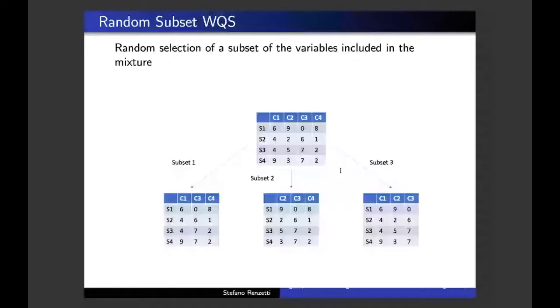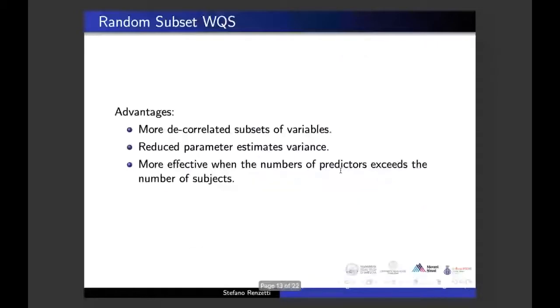So now I'm going to introduce two new extensions of WQS that are implemented in the gWQS package. The first one is the random subset implementation, which provides a random selection of a subset of the variables included in the mixture, as shown by the figure. So instead of sampling by rows, we sample by column. This approach allows us to have more decorrelated subsets of variables. It reduces the variance of the parameter estimates and is also more effective, compared to the standard WQS, when the number of predictors exceeds the number of subjects.